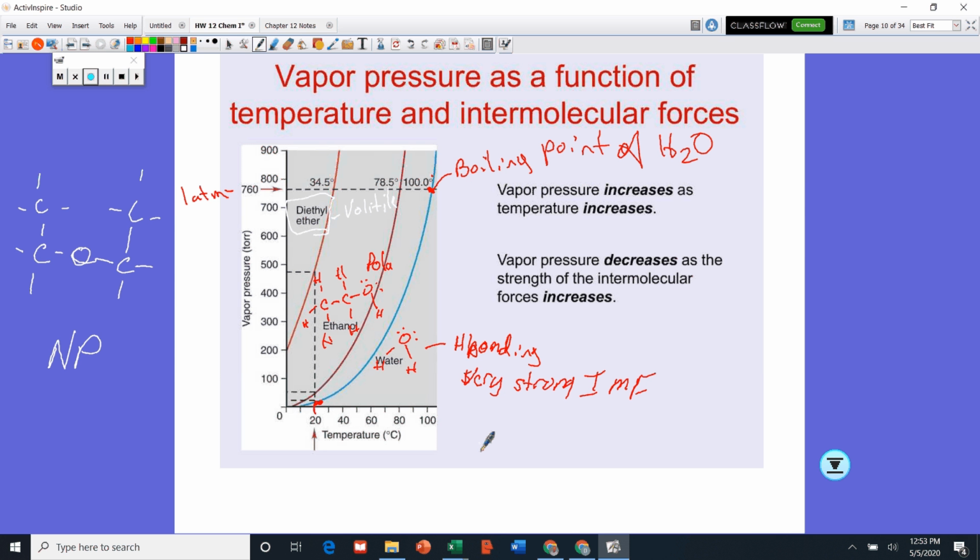So one of the factors is polarity. The higher the polarity, the more likely it is to be a liquid or a solid. The lower the polarity, the more likely it is to be a gas. Another factor is the size or mass of the molecule, but we'll get into that a little bit later.